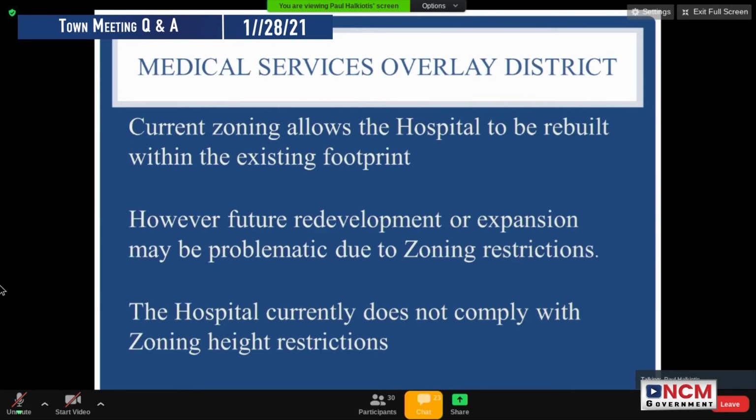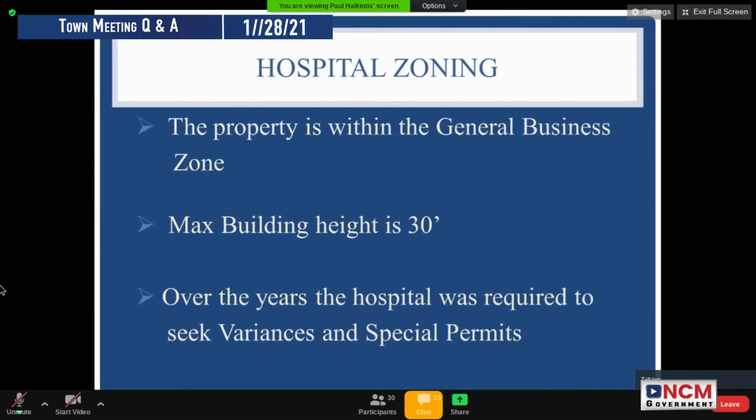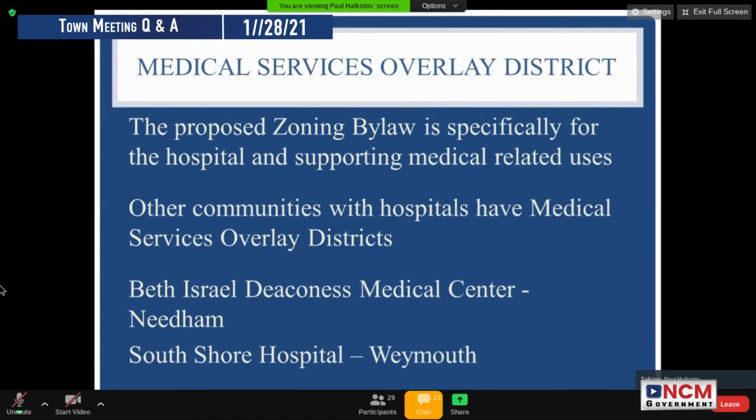The hospital currently doesn't comply with the town's height limitations for zoning in the general business district. The property right now is zoned general business, and the maximum building height in that zone is 30 feet. Over the years, the hospital was required to get a number of different special permits and variances from the zoning board. This particular zoning bylaw amendment creating an overlay district will be specific for the hospital and the supported medical related uses.